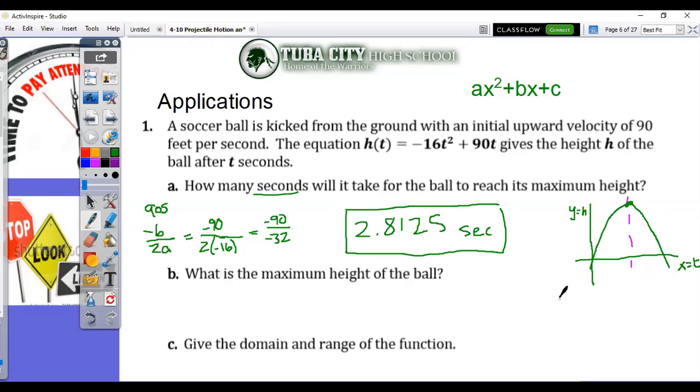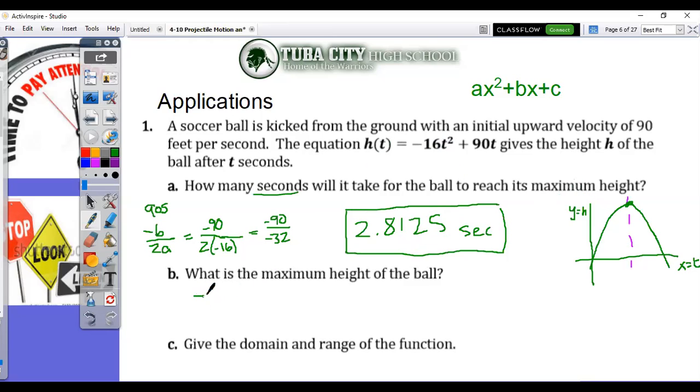There we go. But we need this to answer the second question. And that question is, what is the maximum height of the ball? So how can we figure out how high this ball went? Well, we know when it reached the maximum height. So what we're going to do is take this and plug it back into the original.